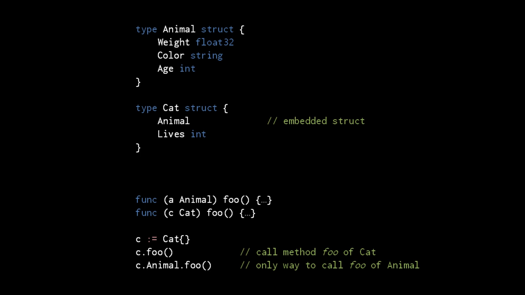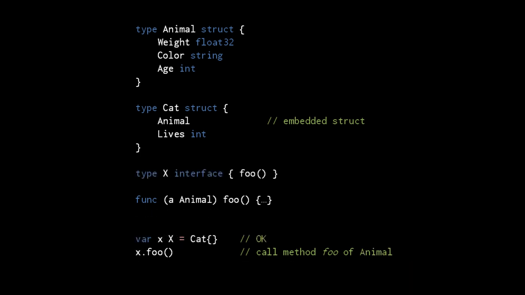A struct also effectively implements the interfaces of its embedded types. Here, animal implements X, and so cat also implements X. Because cat does not itself have a method foo, the call here invokes foo of animal. Again, if we give cat its own method foo, then that is the foo that will get invoked.